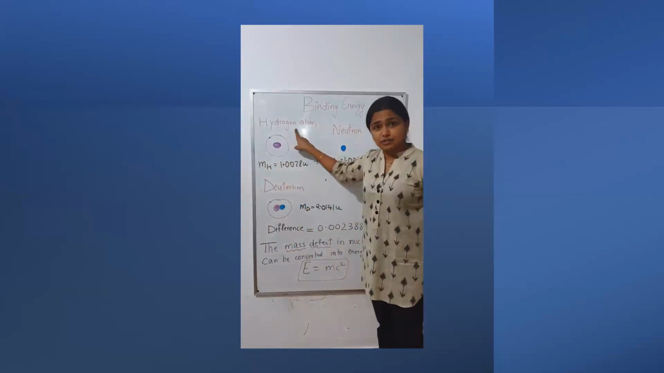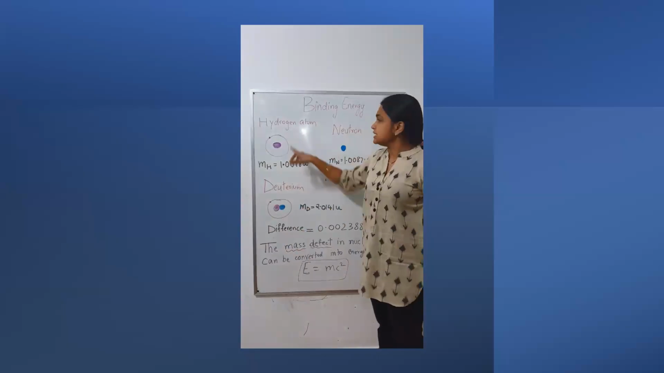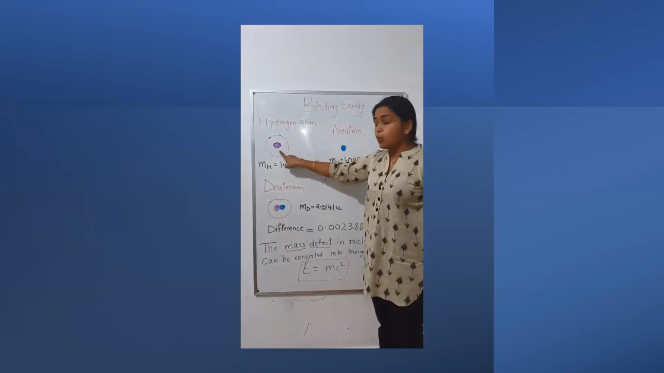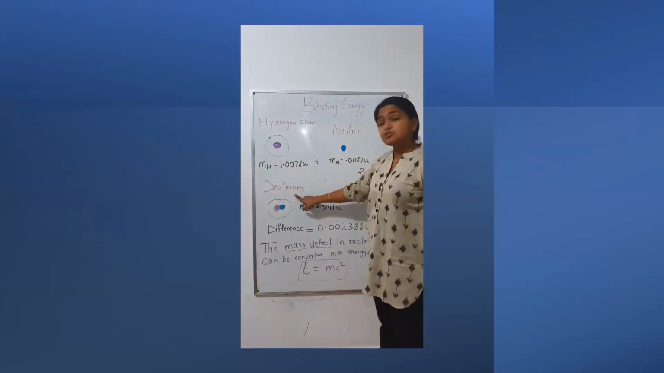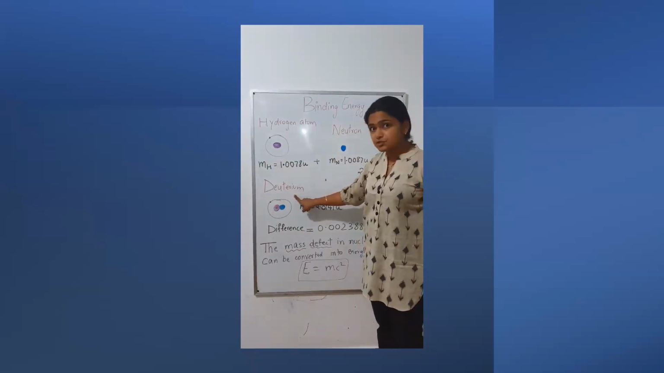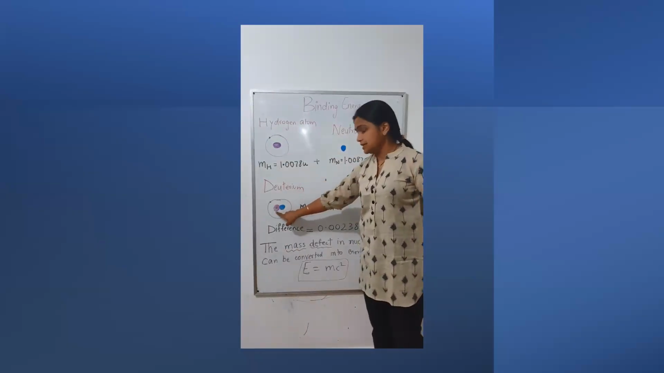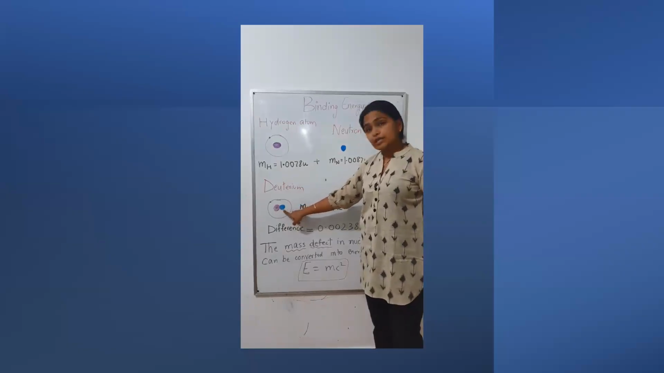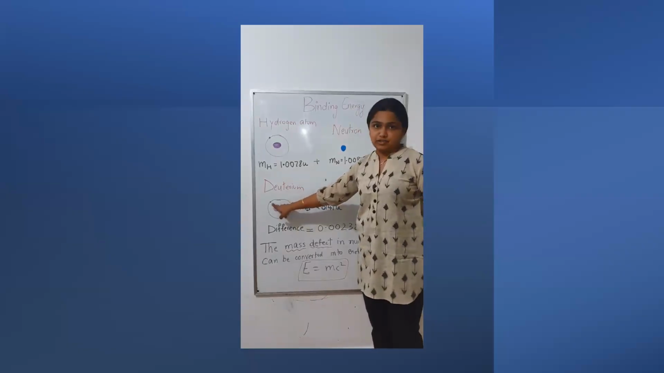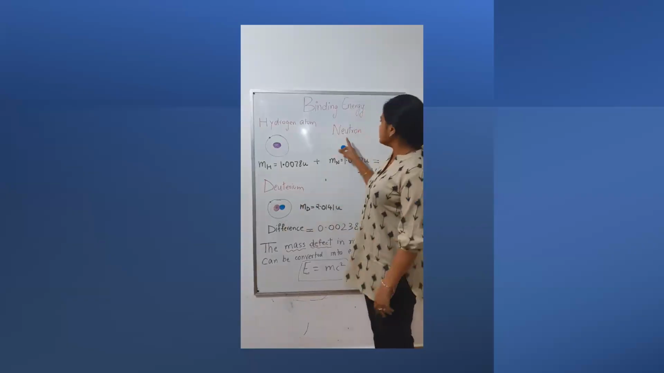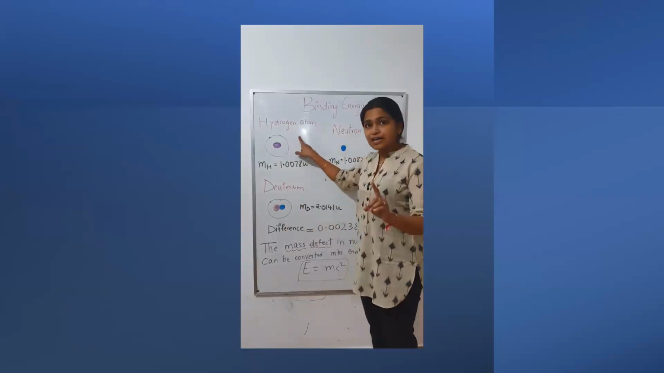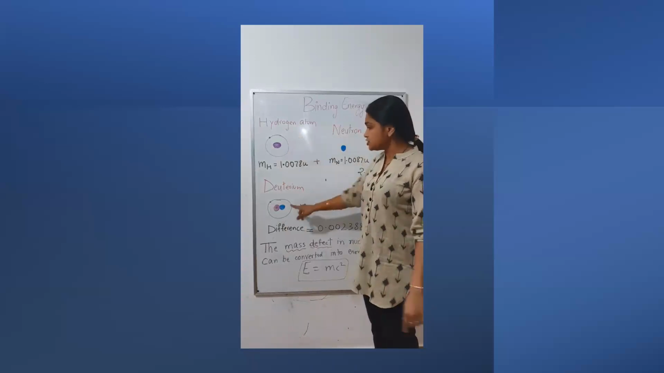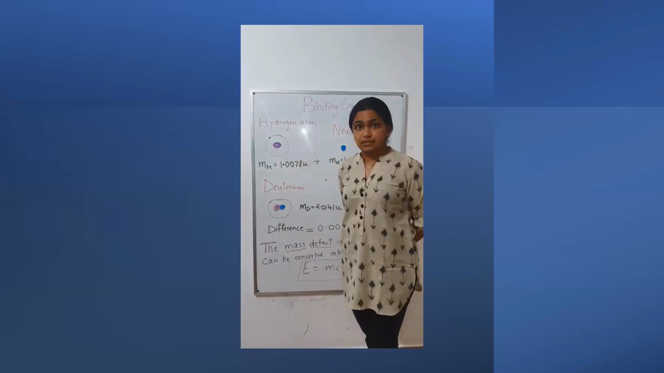Let's say I have a hydrogen atom. We know that a hydrogen atom consists of one proton and one electron. A deuterium atom, that is an isotope of hydrogen, contains one proton, one neutron, and an electron. So technically, if I add the mass of one neutron to the mass of a hydrogen atom, I should get the mass of deuterium. Let's see.